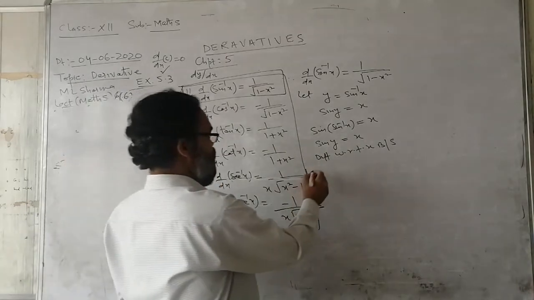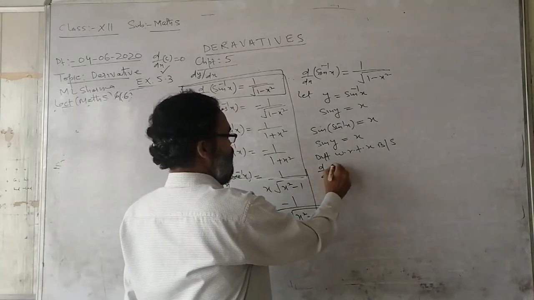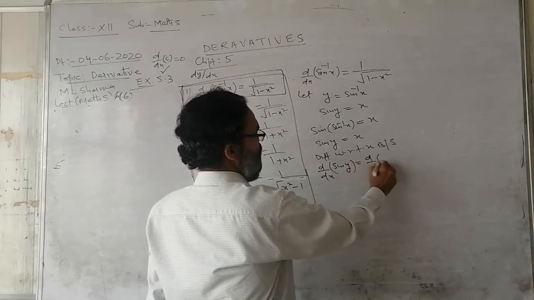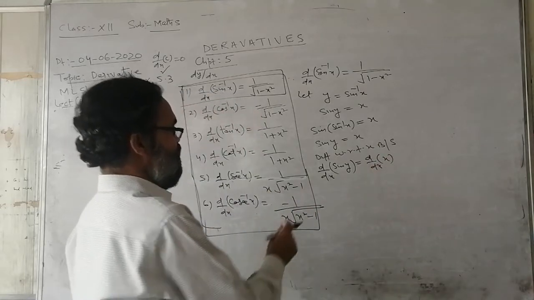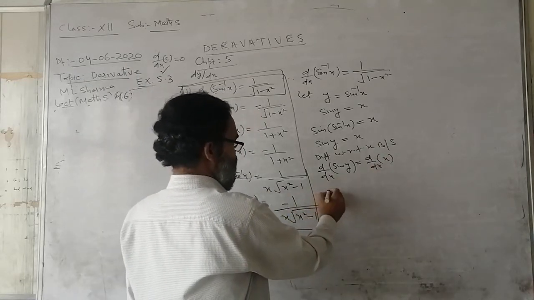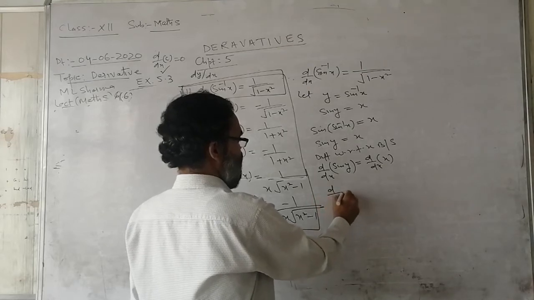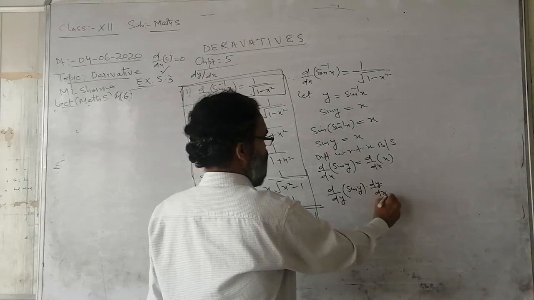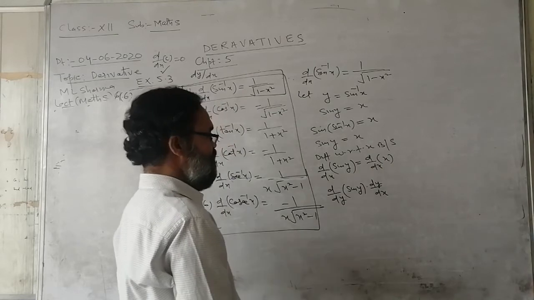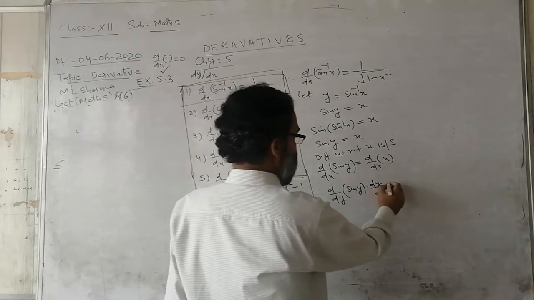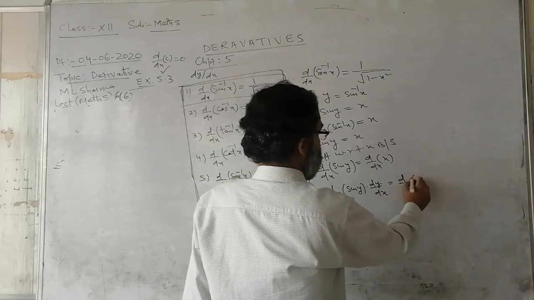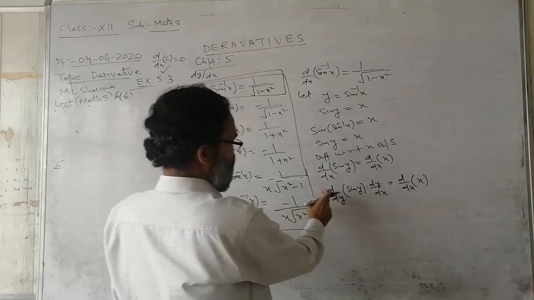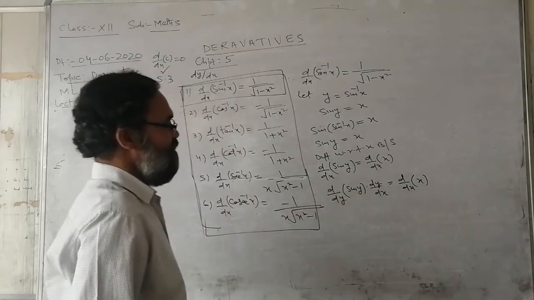So on differentiation, I will have d upon dx of sine y equals to d upon dx of x. So this I can write as d upon dy of sine y into dy upon dx. So this can be written in this way. This is called the chain rule, and this will equal to d upon dx of x. This dy and dy, they will cancel each other. Again I will be left with d upon dx, which is my original term.